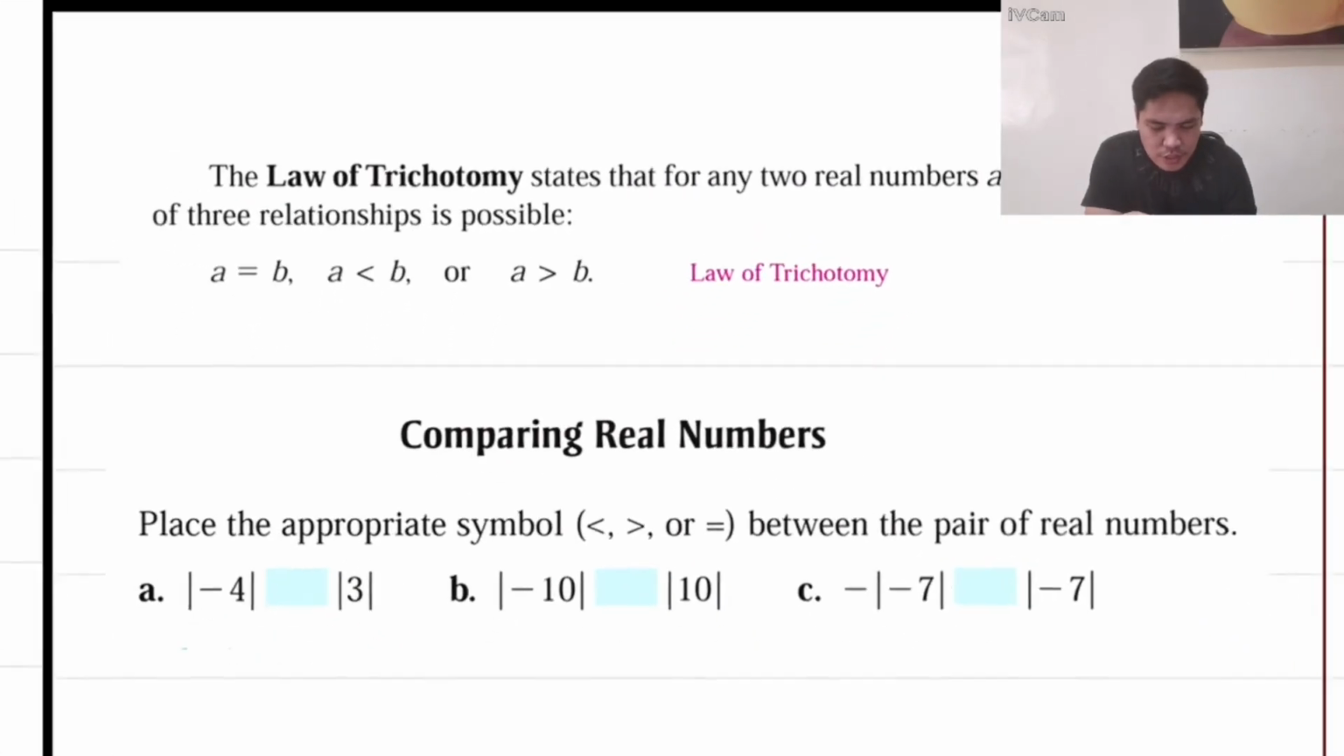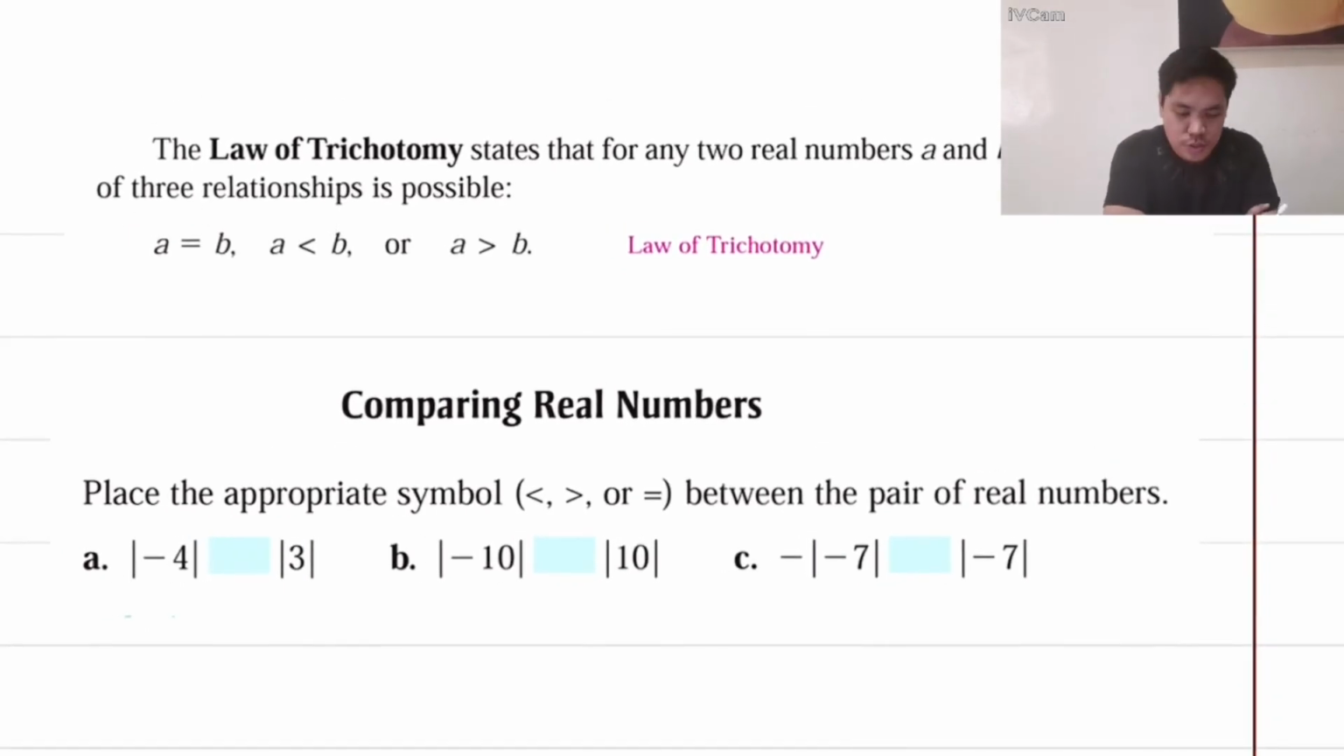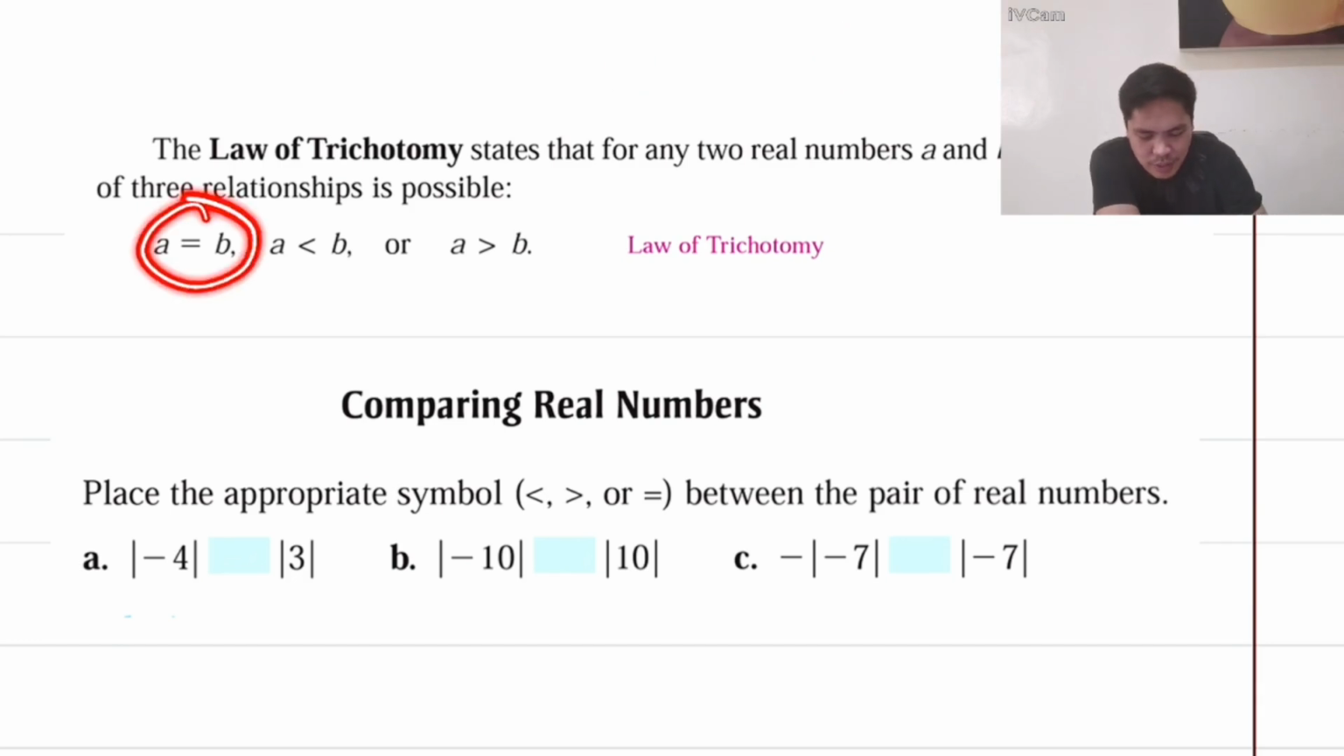The law of trichotomy. So when we say law of trichotomy, it states that for any two real numbers, A and B, precisely one of three relationships is possible. So it could be A is equal to B, A could be less than B, or A could be greater than B. So in other words, ano yung ibig sabihin nito? Kung meron tayong dalawang real number A at B, tatlo lang ang posibilidad, or isa sa tatlo ang possible. There are three possibilities niya. And isa lang yung pwede, yung possible. So, it could be na pareho sila, yung A is less than B, or yung A mas malaki sa B.